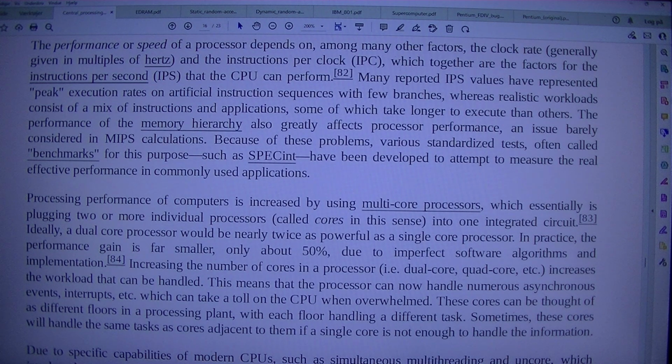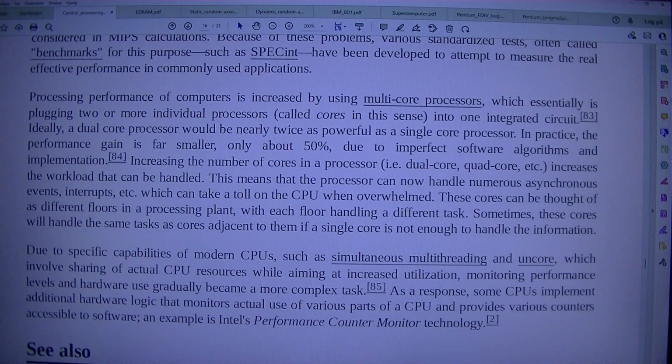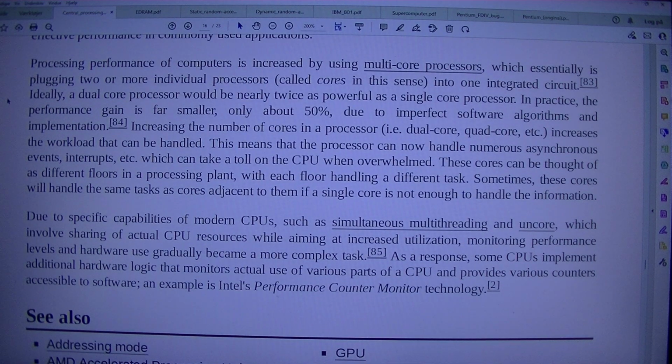Processing performance of computers is increased by using multi-core processors, which essentially are plugging two or more individual processors, called cores in this sense, into one integrated circuit. 83. Ideally, a dual-core processor would be nearly twice as powerful as a single-core processor. In practice, the performance gain is far smaller, only about 50%, due to imperfect software algorithms and implementation. 84. Increasing the number of cores in a processor, i.e. dual-core, quad-core, etc., increases the workload that can be handled.